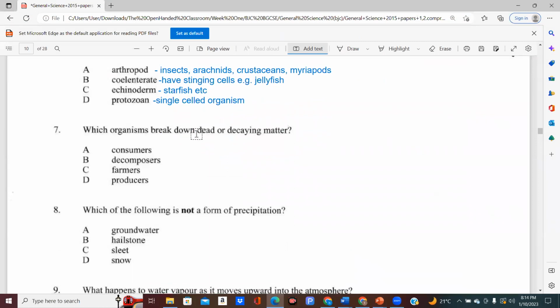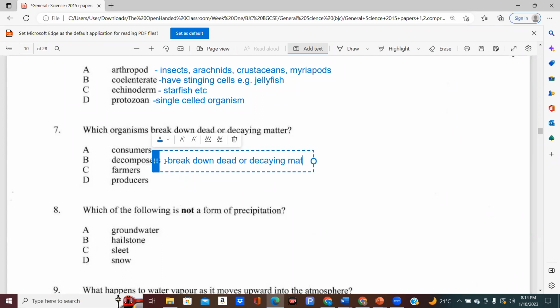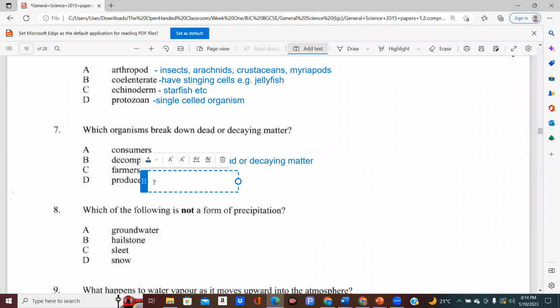Okay, which organism breaks down dead or decaying matter? Decomposers. Yeah, decomposers are going to break down dead or decaying matter. What's the responsibility of producers? Producers are going to do what? Produce. Yeah, but give me an example of a producer. A plant. Yeah, plants are producers. Producers make their own what? Food. They make their own food.